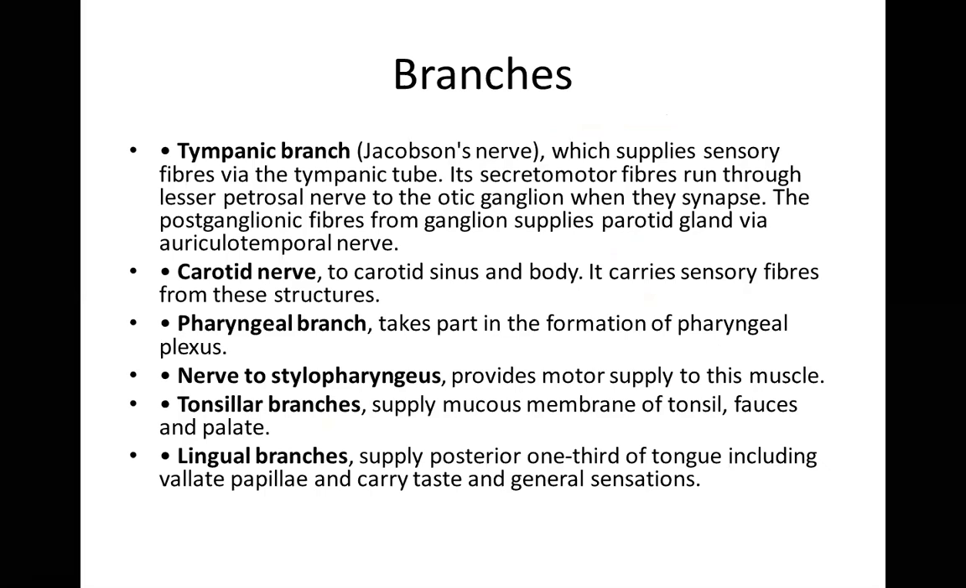Carries sensory fibers from these structures. Pharyngeal branch for forming pharyngeal plexus, a nerve to stylopharyngeus. Tonsillar branch for tonsil, which also supplies palate, and lingual branch for the posterior 1/3 of the tongue, and also to the circumvallate papillae, which are lying just anterior to it, near the anterior 2/3 of the tongue, rather on the posterior most part of the anterior 2/3 of the tongue. It carries taste and general sensation. So 6 branches: tympanic, carotid, pharyngeal, nerve to stylopharyngeus, and tonsillar and lingual branch.